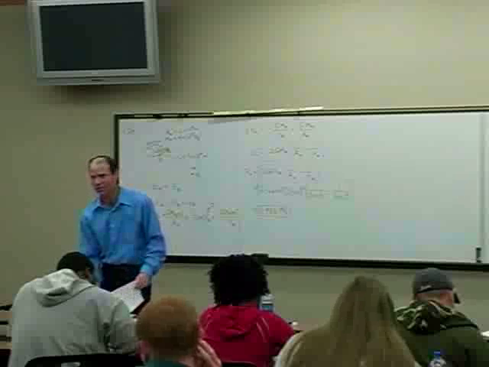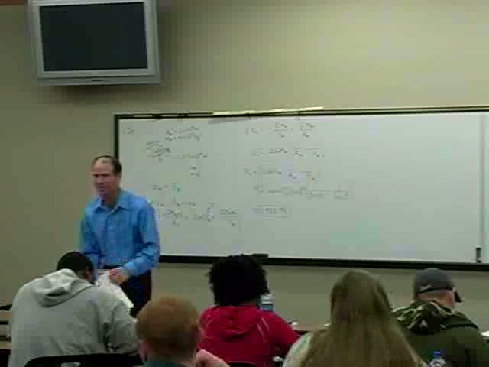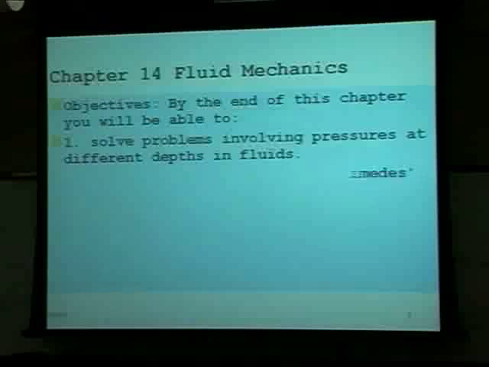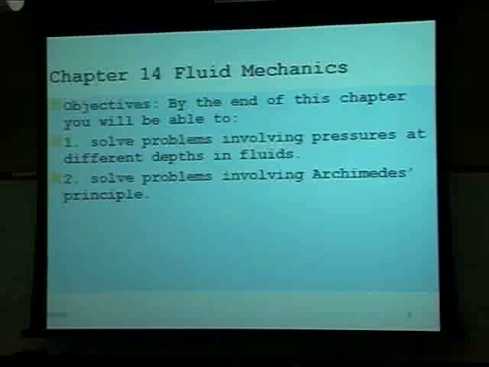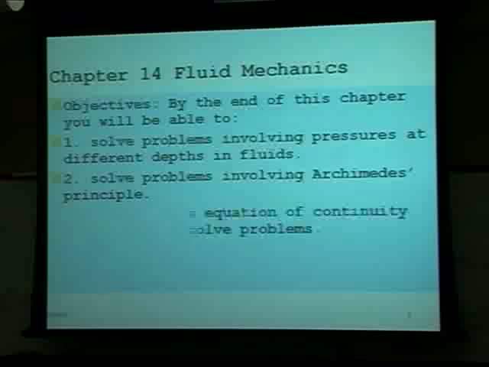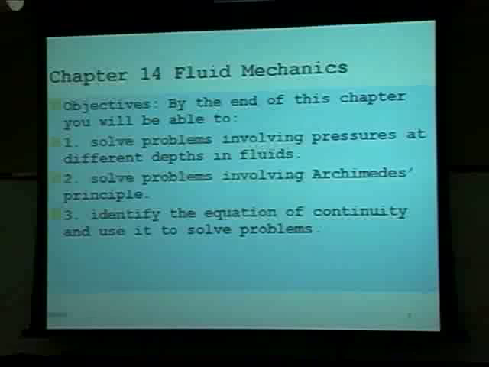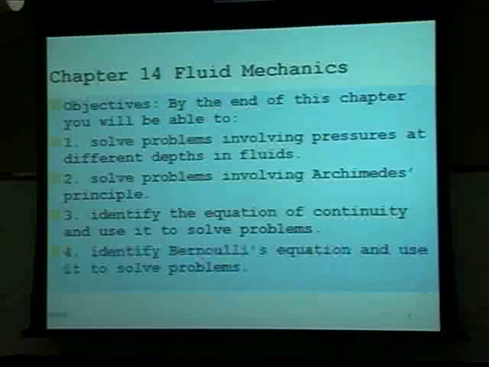Ready for something a little bit new, different? Solve problems involving Archimedes' principle of buoyant force. Identify the equation of continuity and use it to solve problems. And identify Bernoulli's equation and use it to solve problems. So we're basically going to study pressure.